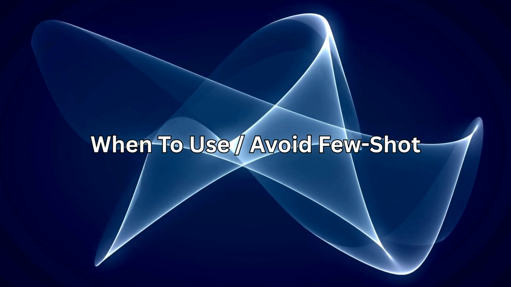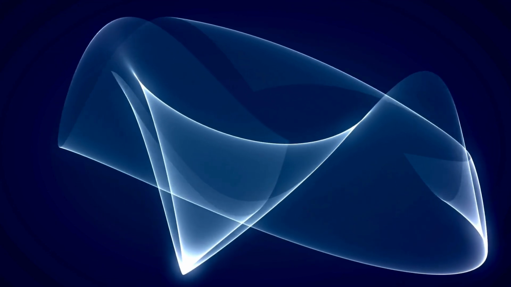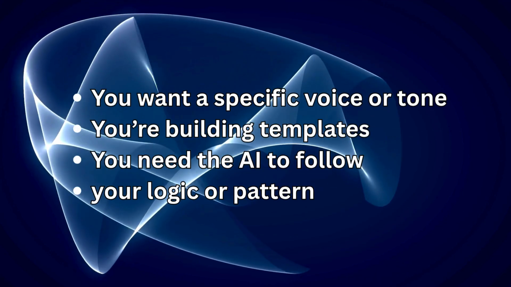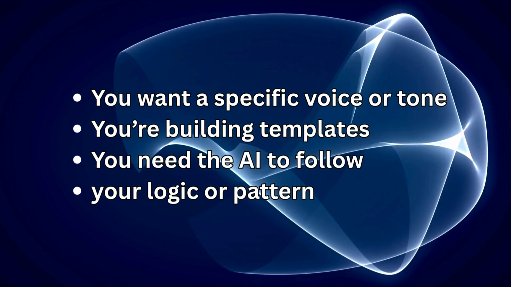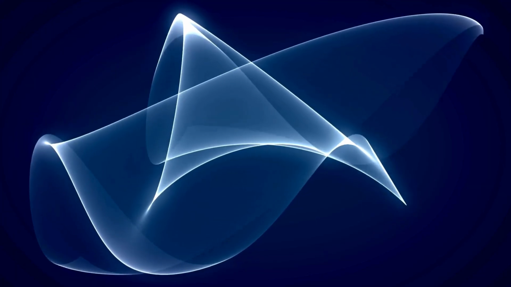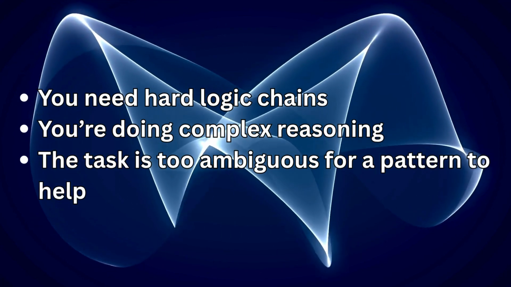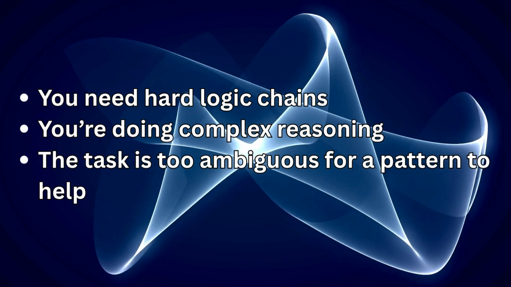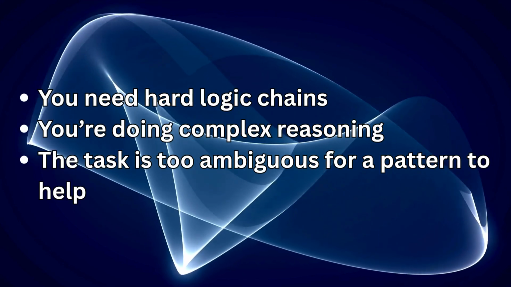When to use and avoid few shot prompts. Use few shot prompting when you want a specific voice or tone, when you are building templates, or when you need the AI to follow your logic or pattern. Avoid it when you need hard logic chains and complex reasoning, or when the task is too ambiguous for a pattern to help.